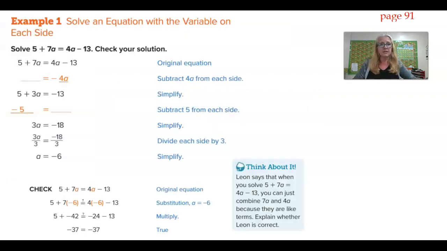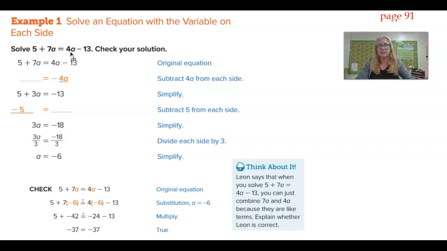All right, here's example 1. You'll notice on the left there's a 7a and on the right there's a 4a. Our first goal is always to get all of our variables on one side. Don't even think about 5 and 13 for right now. We don't really even know for sure which one we want to get rid of. What we do need to do is get these variables on one side. Now, which one do we target? Do we target 7a or 4a?